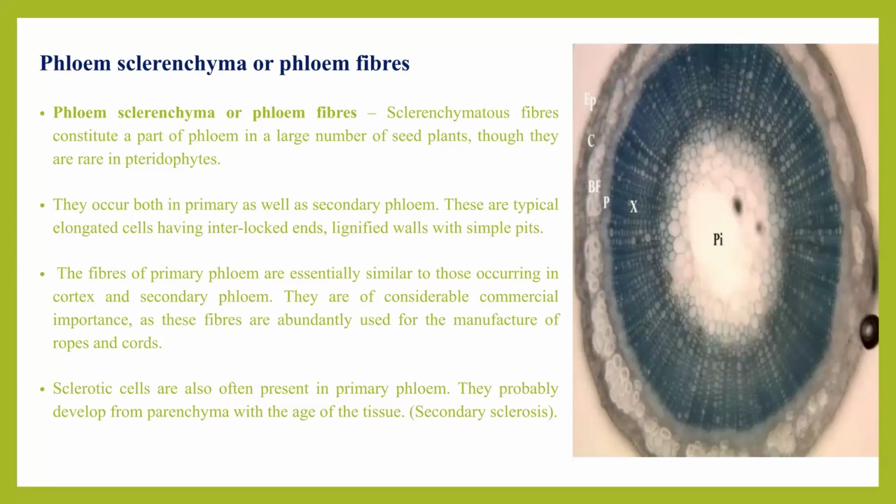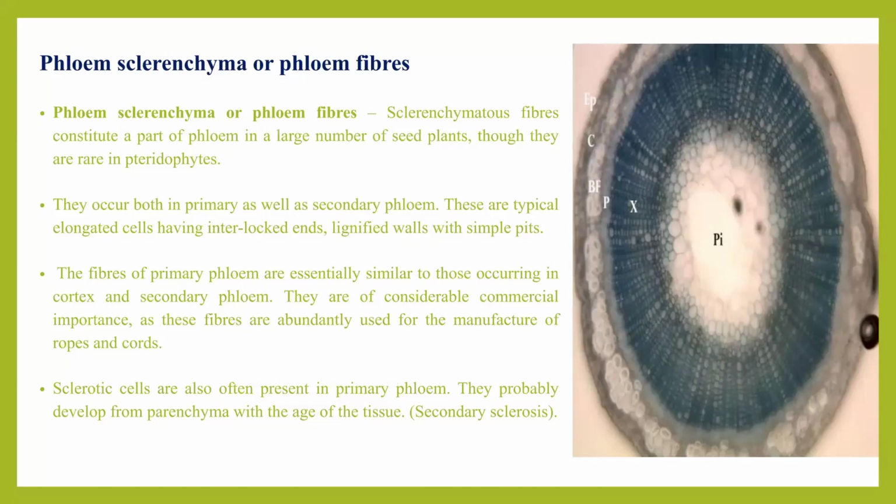So the fibers which are present in the primary phloem are similar to those seen in the cortex and secondary phloem, and they are of considerable cost. So these phloem fibers are commercially important, and they are mainly used in the manufacture of ropes and cords.